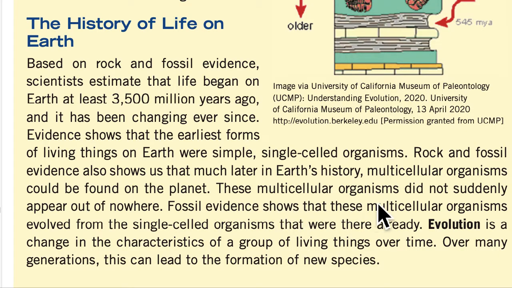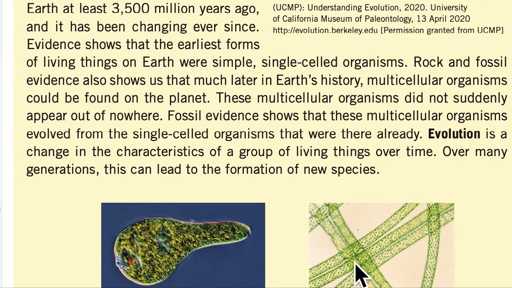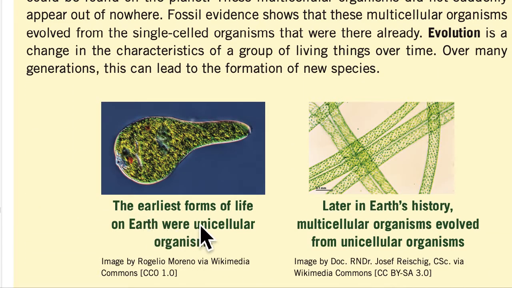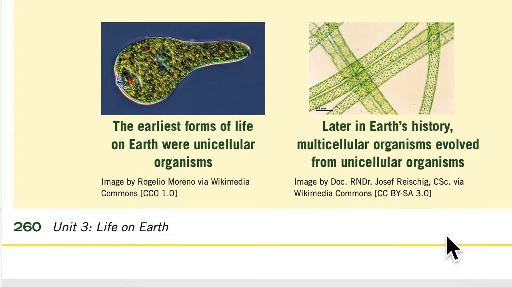These multicellular organisms did not suddenly appear out of nowhere. Fossil evidence shows that these multicellular organisms evolved from the single-celled organisms that were already there. Evolution is a change in the characteristics of a group of living things over time. Over many generations, this can lead to the formation of new species. The earliest forms of life on Earth were unicellular organisms. Later in Earth's history, multicellular organisms evolved from unicellular organisms.